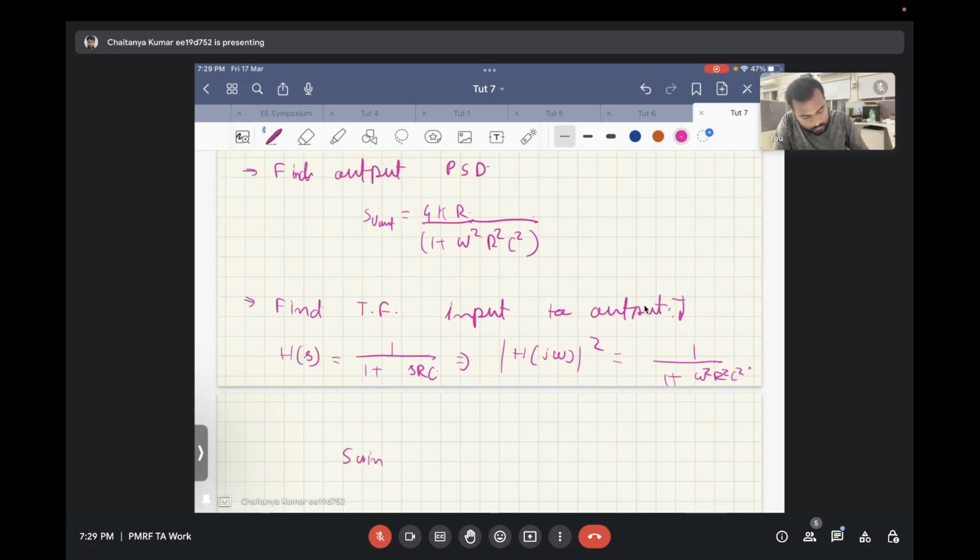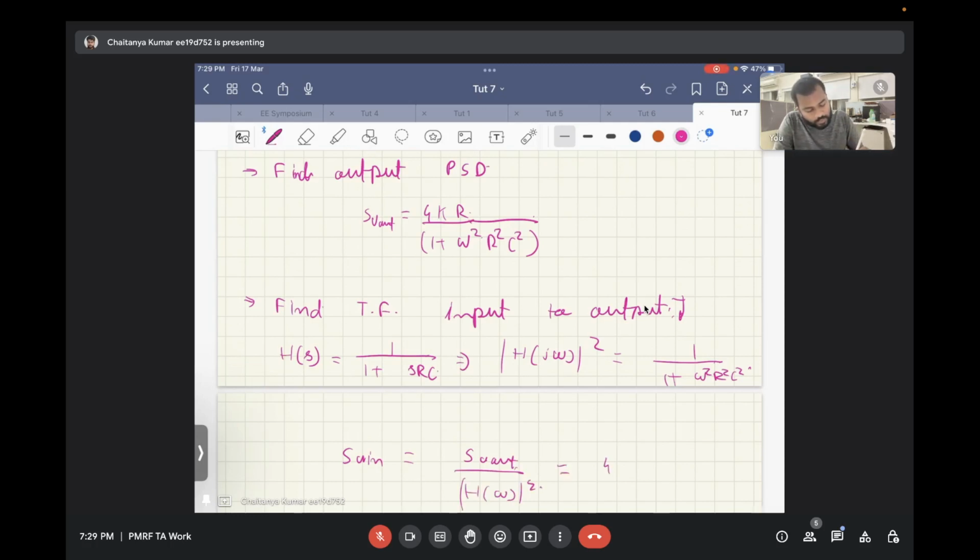Sir, SV in and SV out, I have a doubt. Here an imaginary term is present, that's why you are finding the magnitude. If it is a real term, there is no need to find the magnitude, because the magnitude and the actual value will be the same. Only if the sign is negative, let's say it's -1, its magnitude will be 1. Yes, correct. So SV in will be SV out divided by H of omega whole squared. Correct?